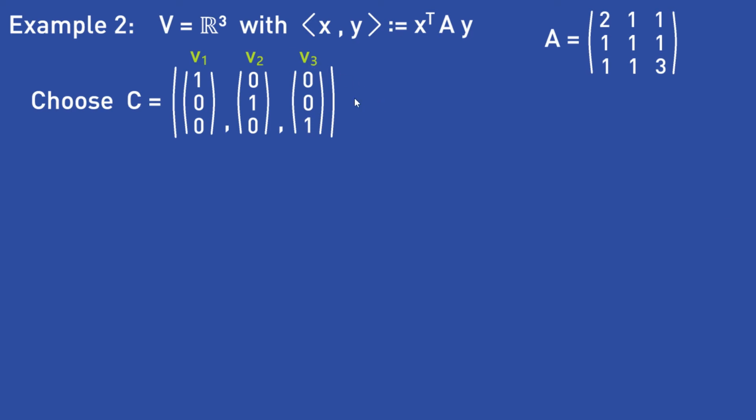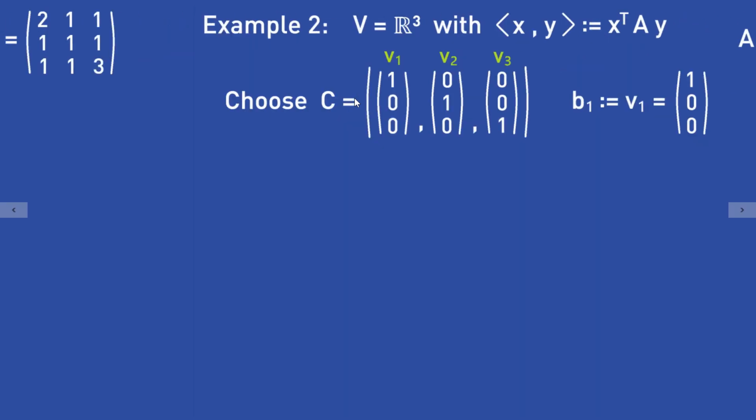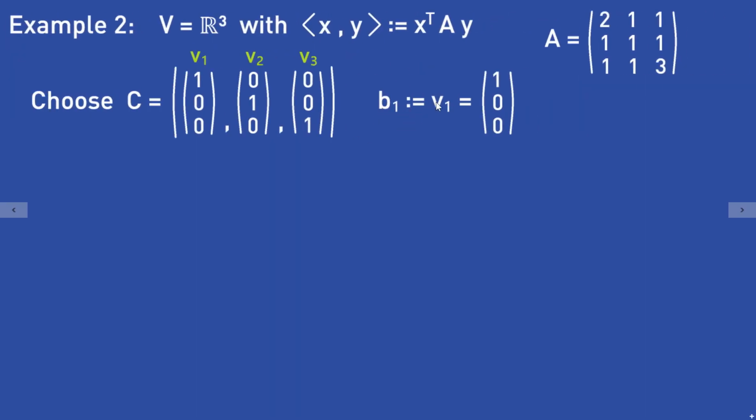Now we start our orthogonalization. So we set B1 as V1, which is equal to this vector here. Then B2 is equal to V2 minus the scalar product of V2 with B1 divided by the scalar product of B1 with B1 times B1. So we have to calculate this scalar product here and that scalar product here.